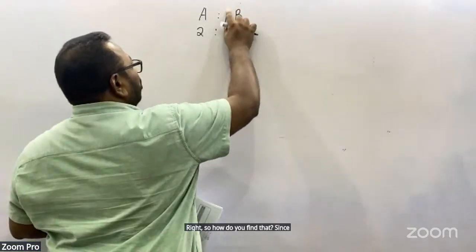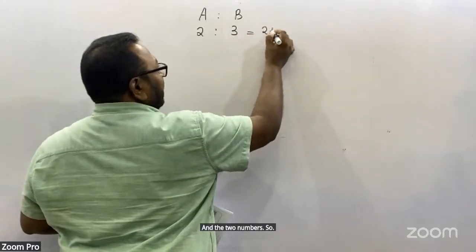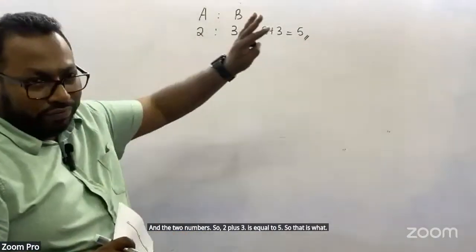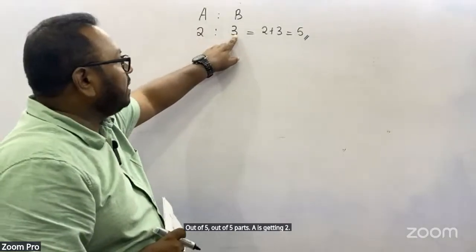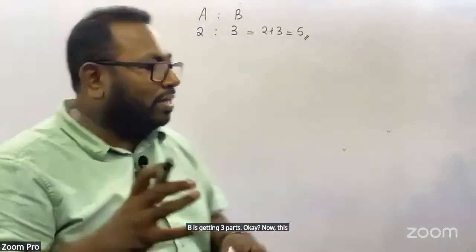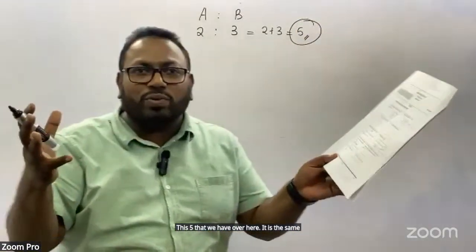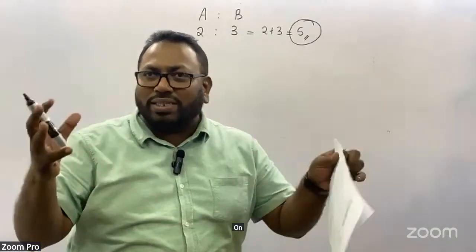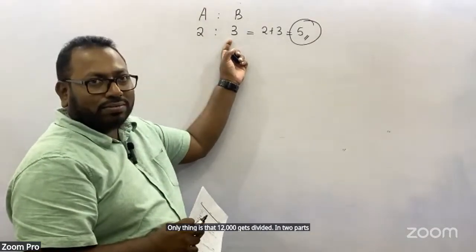Since it is a ratio, you first add the 2 numbers. So 2 plus 3 is equal to 5. Out of 5 parts, A is getting 2 and B is getting 3 parts. Now this 5 is the same as the 12,000 rupees that is there. The only thing is the 12,000 gets divided into 2 parts and 3 parts.